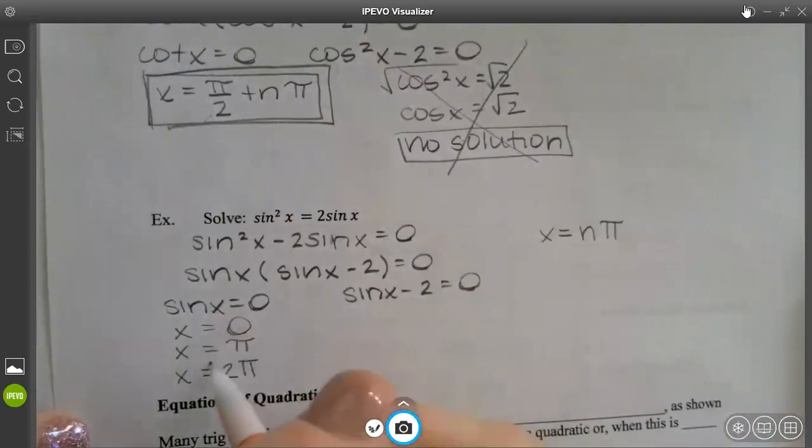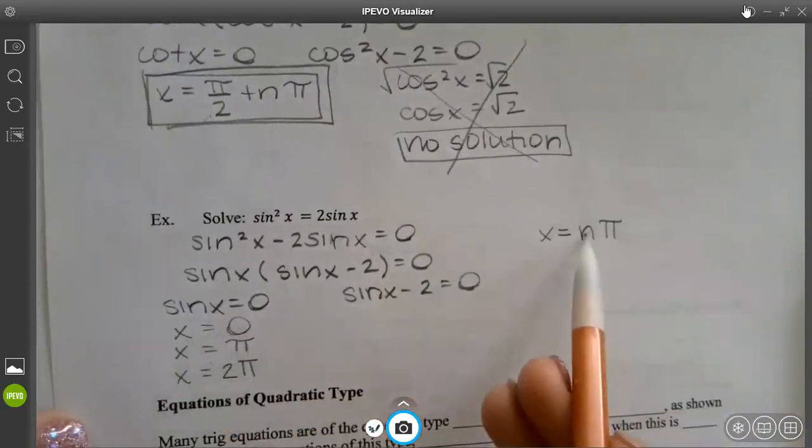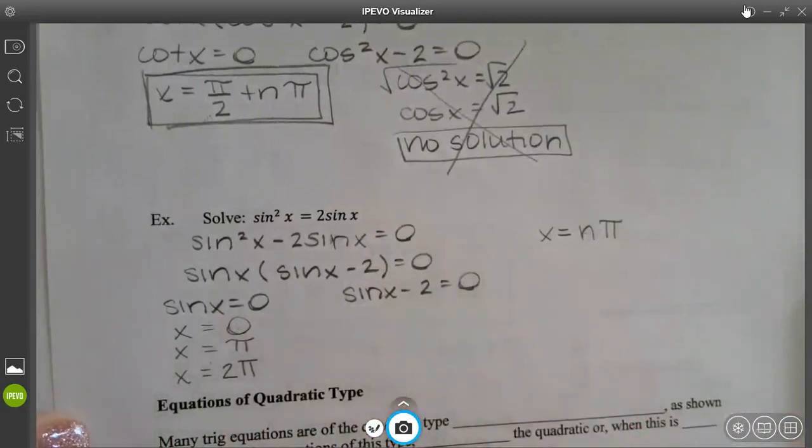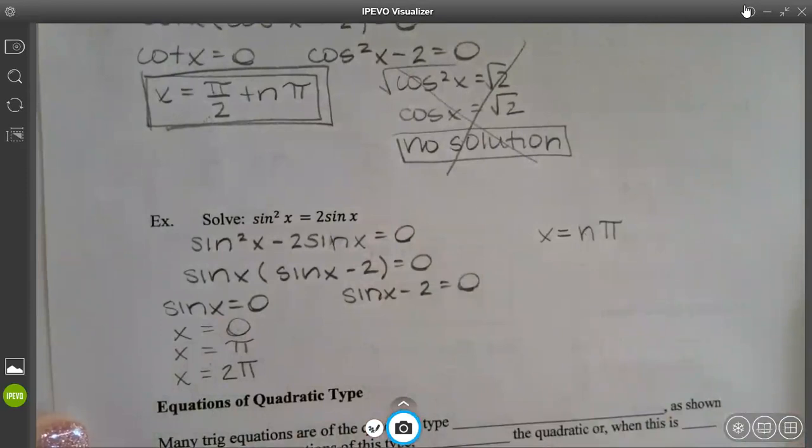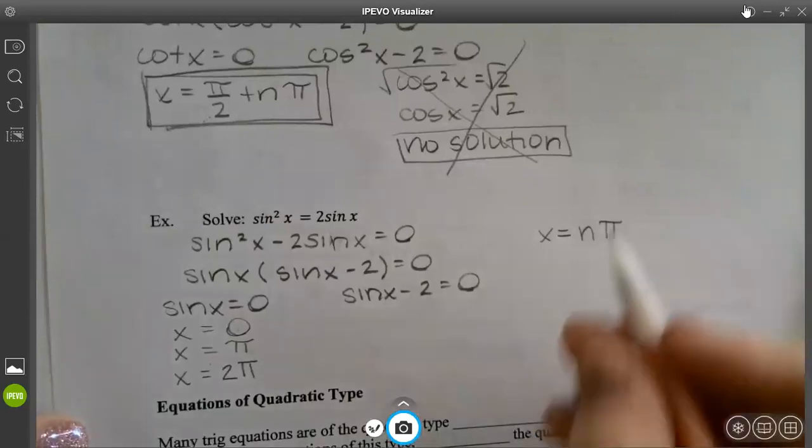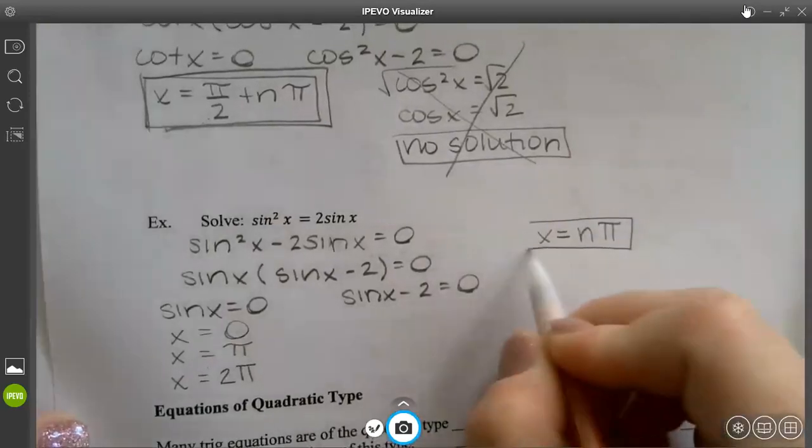0 pi, 1 pi, 2 pi, 3 pi, 4 pi, 5 pi, 6 pi. So we can just replace all those numbers that we're changing with n. Does everybody understand why this one is n pi? Okay. So there's your first solution.